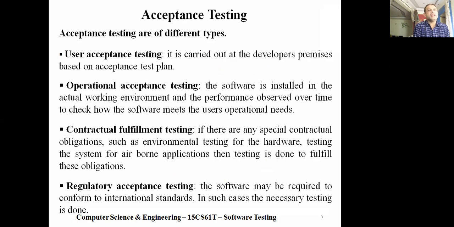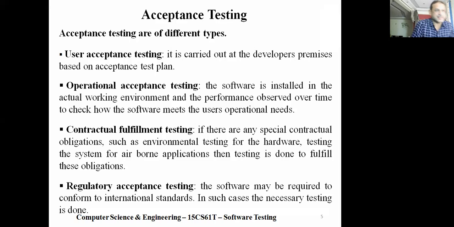User acceptance testing is carried out at the developer's premises based on the acceptance test plan. The client has given his requirements, and based on that you will have a plan. That is tested in the developer's environment or premises, in the company where you're developing the software. In your organization, you test whether the requirements of the customer or client are being met or not. That is what we call user acceptance testing.